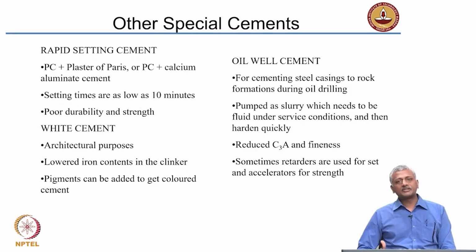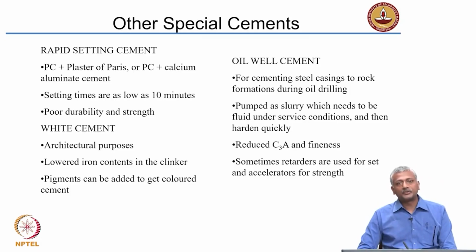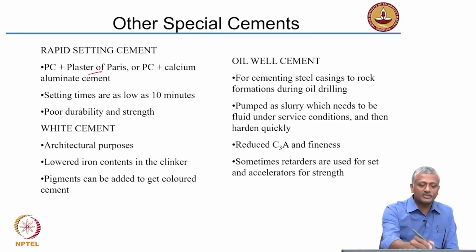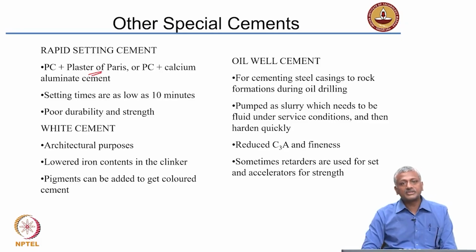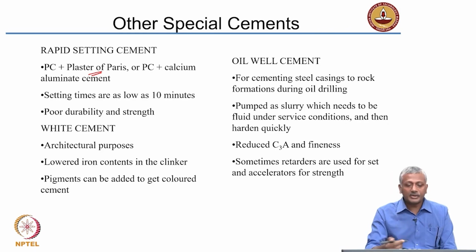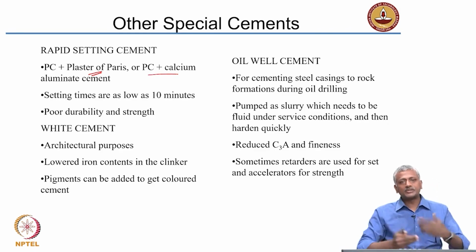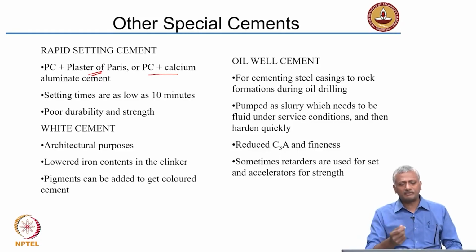There are other special cements also which are used for very specific purposes, like rapid setting cement. Okay, rapid setting cement generally consists of some amount of plaster of Paris, which is calcium sulfate hemihydrate, CaSO4·1/2H2O, or sometimes it may have Portland cement plus calcium aluminate cement, so that as soon as you mix with water, within a small period of time, let us say as low as 10 minutes, you get a rapid stiffening. So, for example, if you want to plug a hole in a water tank, you could use something like a rapid setting cement.